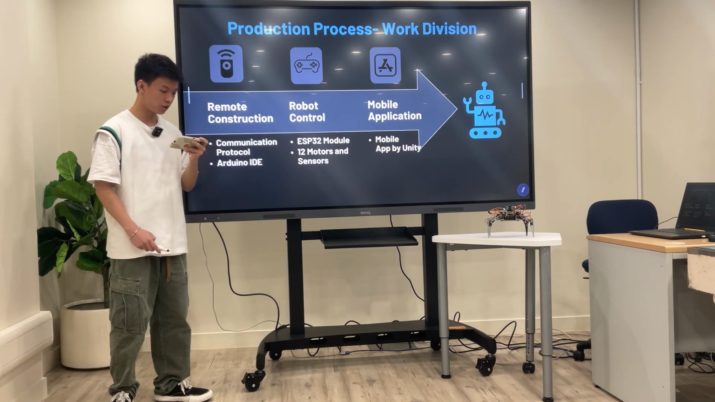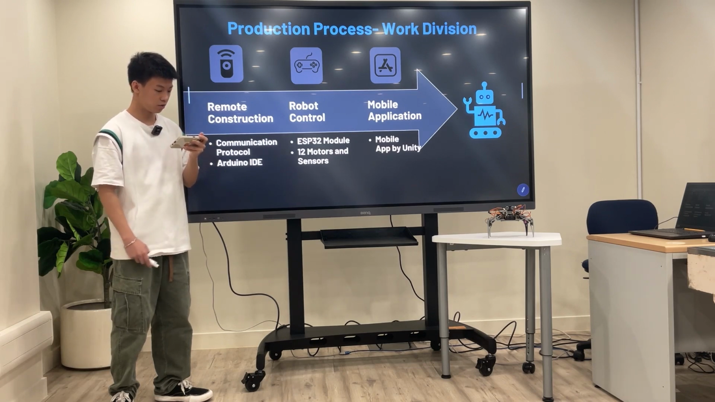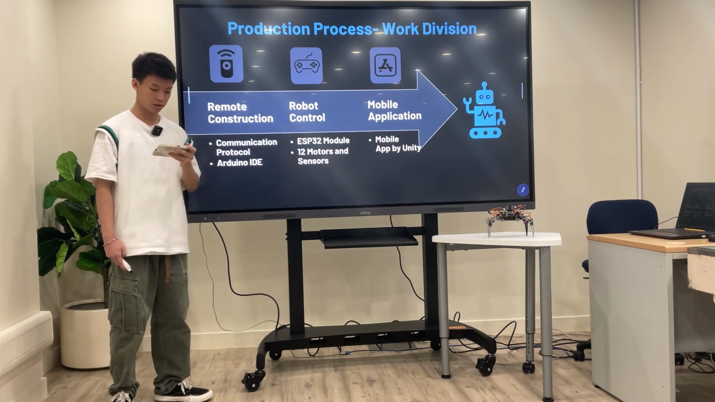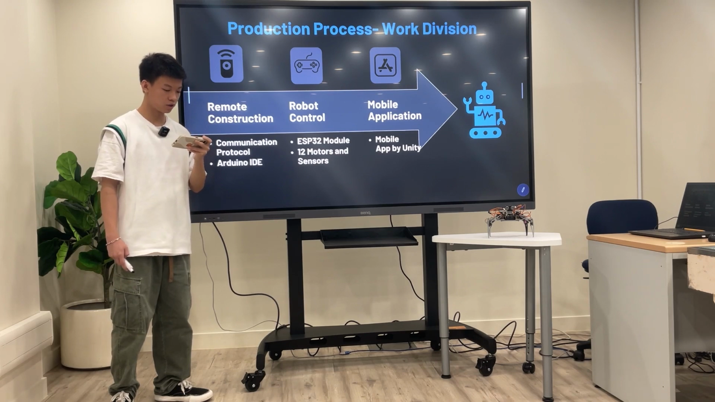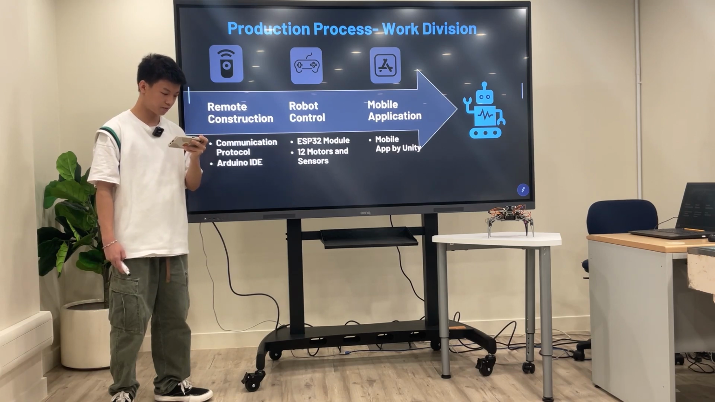For robot control, we use the ESP32 module to control 12 motors for the spy robot. For the mobile communication, we developed a mobile app using Unity for giving commands to the spy robot on the mobile device. For now, we'll talk about the hardware, software setup, resources needed, and the project specification. Let me pass the time to Mike.